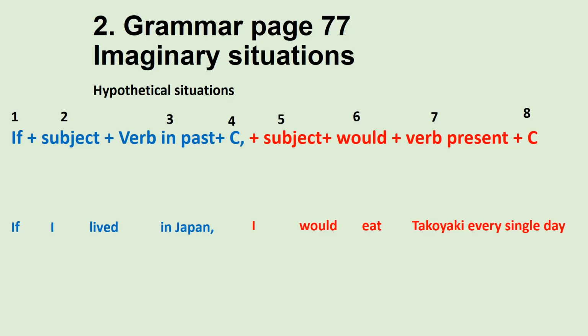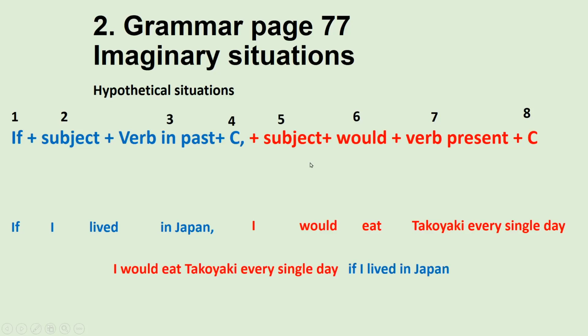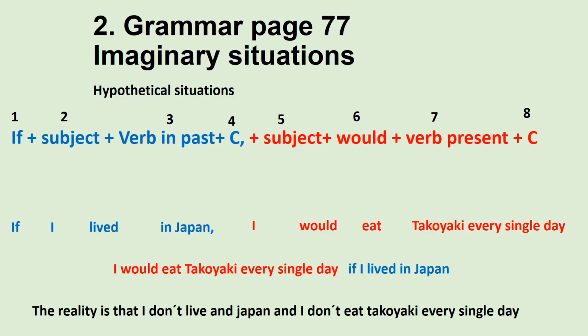Now, if we read the sentence, it would say, if I lived in Japan, I would eat takoyaki every single day. Now, we can also start from number 5 to number 8 and then continue with number 1 to number 4. Like this: I would eat takoyaki every single day, if I lived in Japan. So these ones are called imaginary situations because the reality is that I don't live in Japan and I don't eat takoyaki every single day.